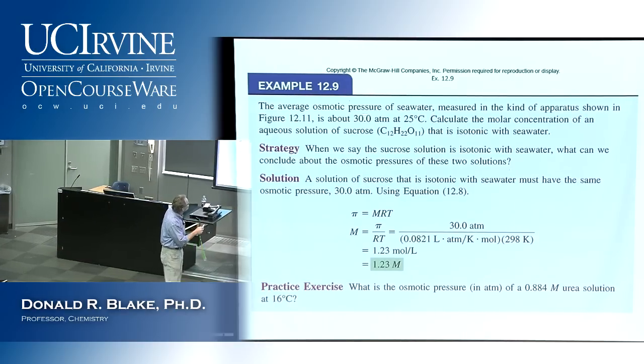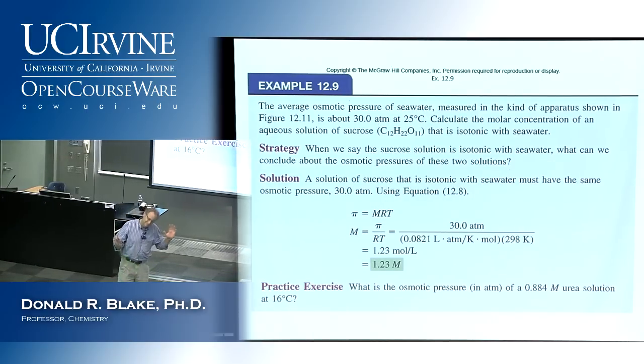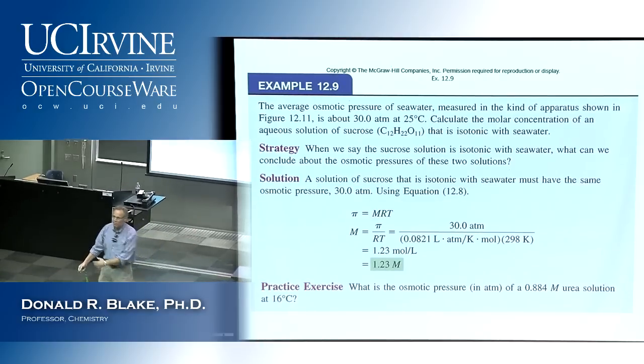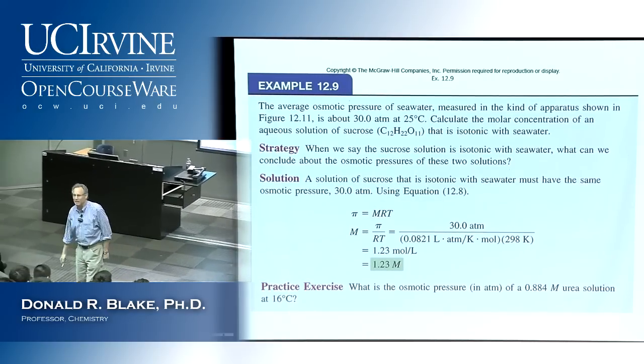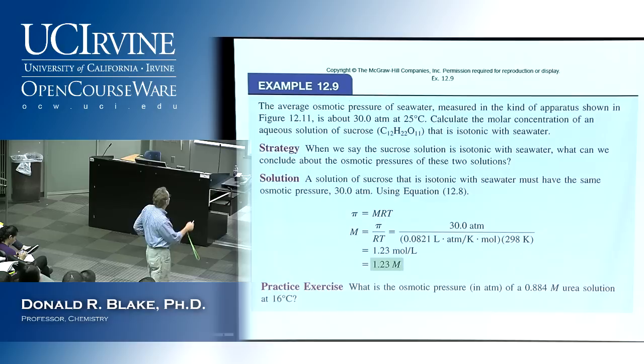So the average osmotic pressure of seawater. This is one of these wordy word problems that has way too much stuff in it, all this isotonic stuff. The question is, calculate the molar concentration, moles per liter, of an aqueous solution of sucrose that is isotonic with seawater. Isotonic just means that it's got the same osmotic pressure. So that means this value right here is 30 atmospheres.